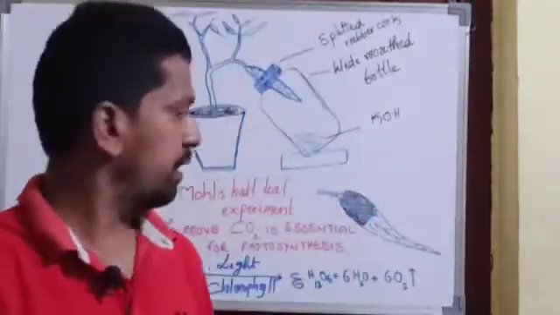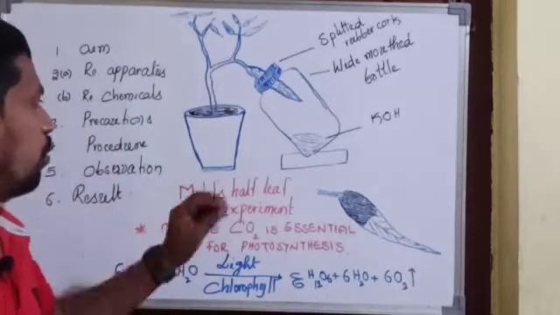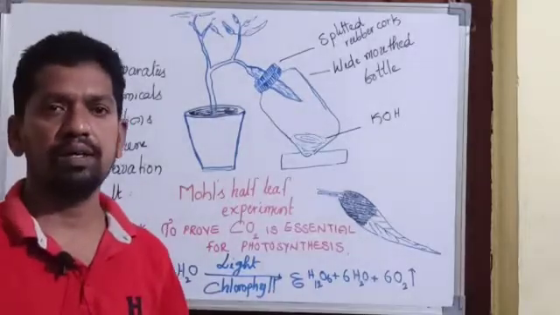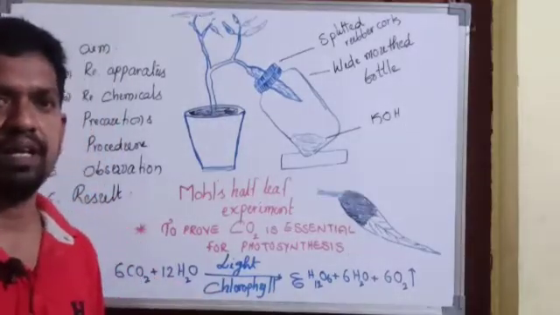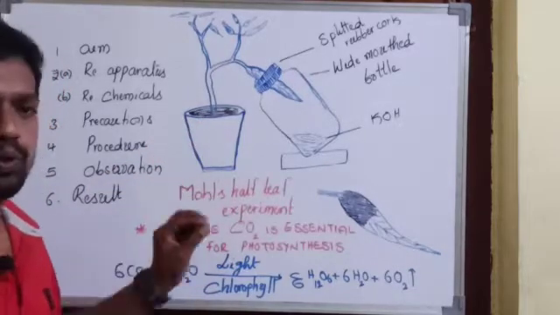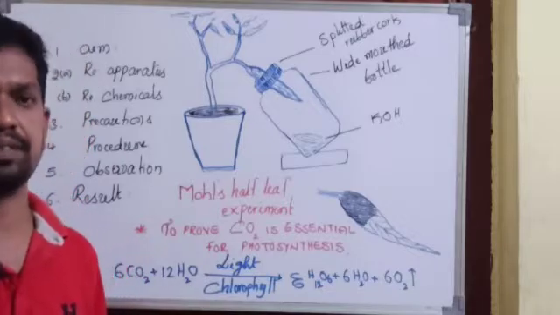Hi, in this video we are going to discuss the second experiment from the lesson nutrition. So the experiment is to prove that carbon dioxide is essential for photosynthesis.